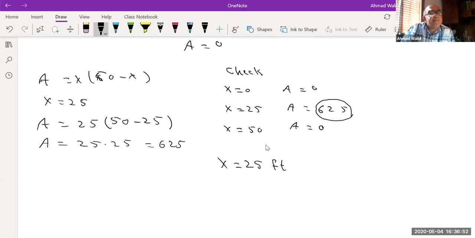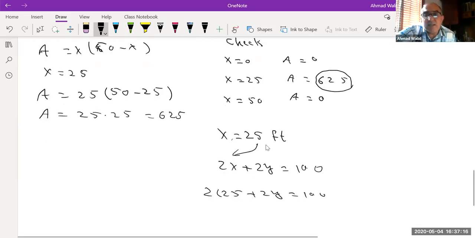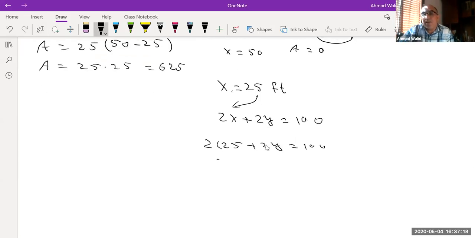Now you can say, if I use 25 feet for x, I can get a maximum area of 625 with 100 feet of fence. When x is 25, how much is y? Maybe you ask me that. You have this formula, 2x plus 2y equals 100, right? If you plug in the value of x, 2 times 25 plus 2y equals 100. And easily you can find the value of y. 50 plus 2y equals 100. It means 2y equals 50. It means y equals 25.